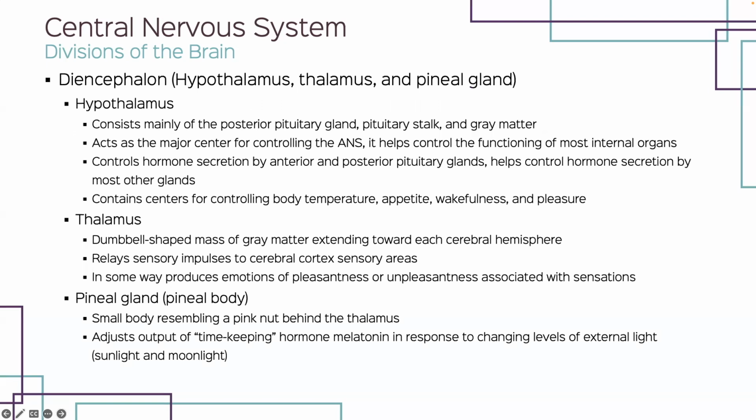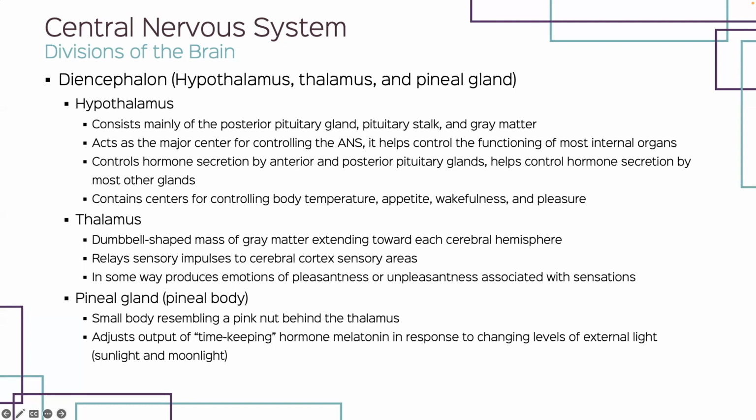The diencephalon is a small but important part of the brain that's located between the midbrain and the cerebrum above. It consists of three major structures: the hypothalamus, the thalamus, and the pineal gland. The hypothalamus is located just below the thalamus, just as the name suggests. The posterior pituitary gland and the areas of gray matter located within the side walls of the fluid-filled space called the third ventricle are extensions of the hypothalamus.